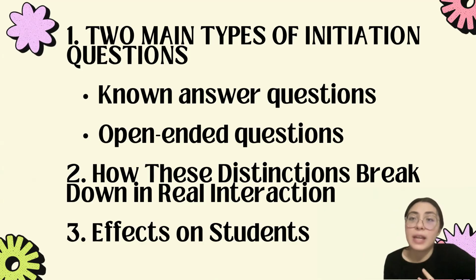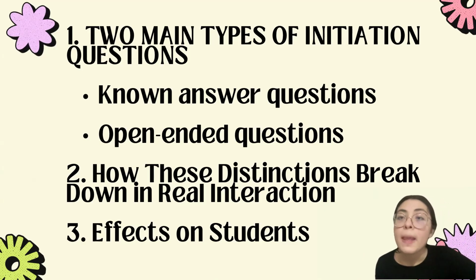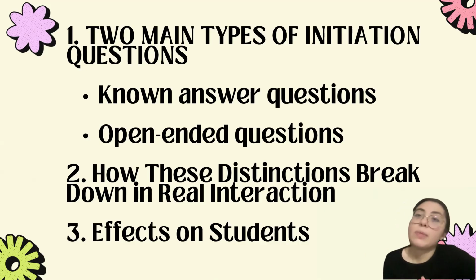Like more conversational. For example, in known answer questions, we're saying, what is the capital of Turkey? You have only one answer, right? You're saying Ankara. But when you say, how do you like living in Ankara? It's conversational, it's optional, right? And how these distinctions break down in real interaction.